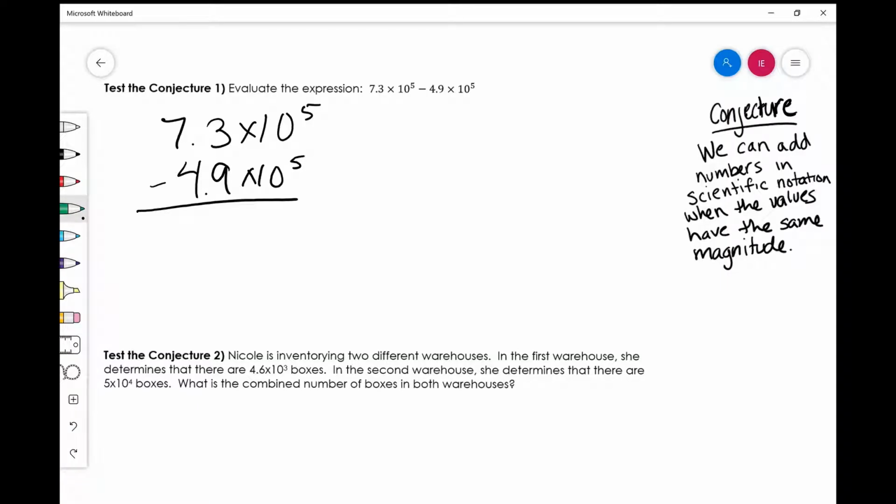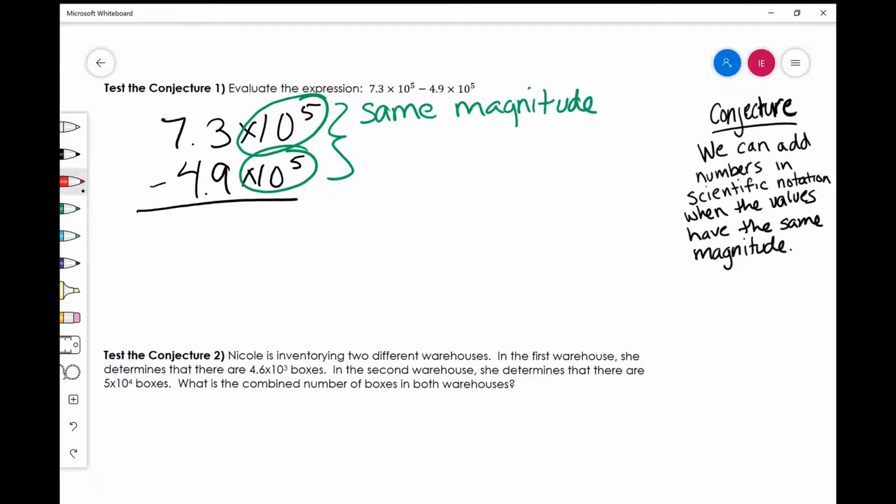To determine if we have the same magnitude, we look at our power of 10 and see if it's the same. In this case, I have 10 to the 5 and 10 to the 5, which means we have the same magnitude. If our numbers are the same magnitude, that just means that we can subtract our multipliers. So let's look at our subtraction. I have 7.3 minus 4.9.